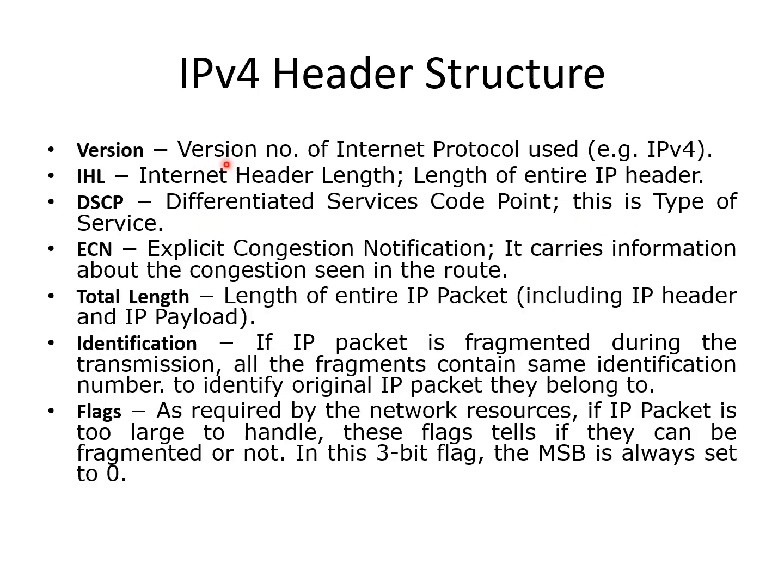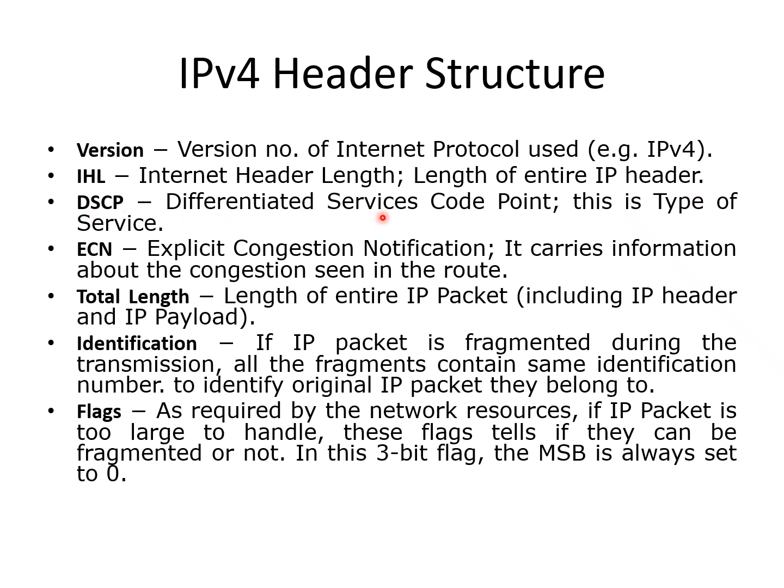Now, version. Version basically indicates the version number of the IP protocol used, for example, IP version 4. IHL is basically Internet Header Length. It is basically the length of the entire IP header.